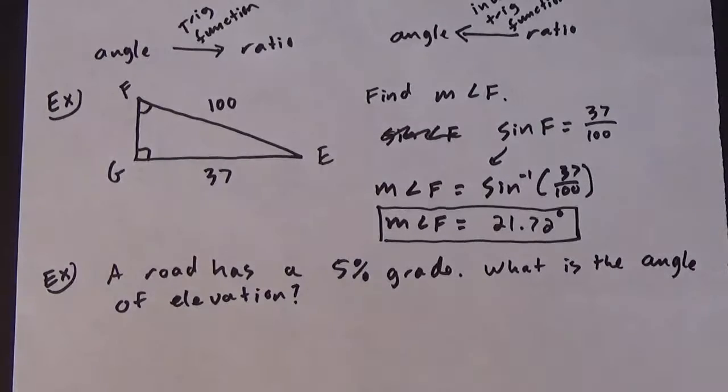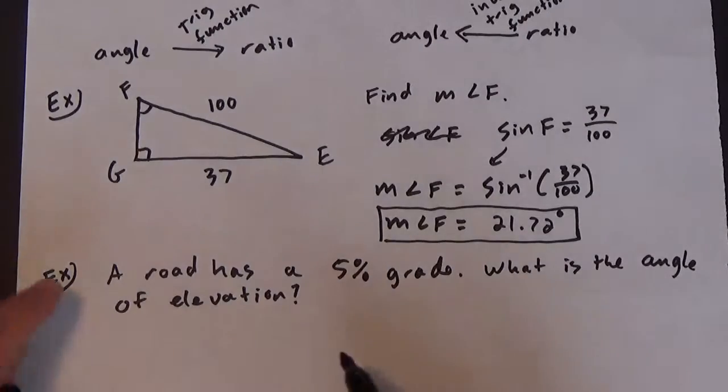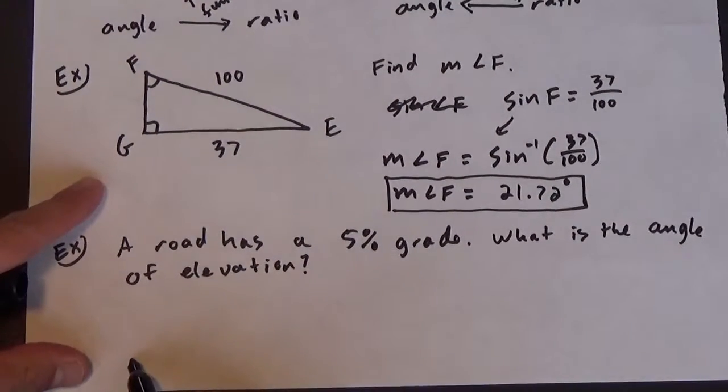If you've ever driven in the mountains, which a lot of people have, you'll notice on the side of the road there'll be some kind of grade. They'll say caution, 5% grade next couple miles, 7% grade, whatever it is. And so what does that mean? What is a 5% grade? Essentially, what a 5% grade is this.